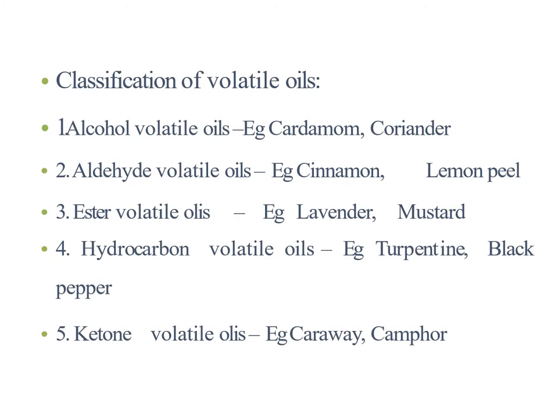Classification of volatile oils. Number one, alcohol volatile oils, that is cardamom and coriander. Then aldehyde volatile oils, for example cinnamon and lemon peel. Ester volatile oils, lavender and mustard, and then hydrocarbon volatile oils, for example turpentine and black pepper.